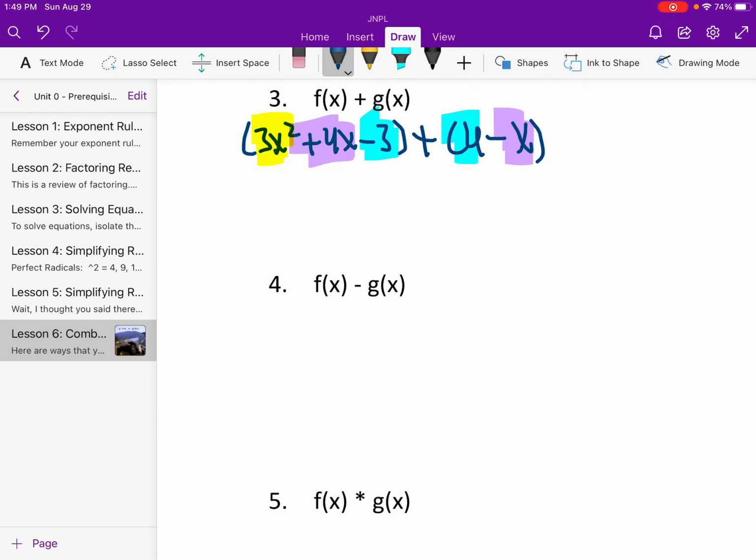So we combine those. Yellow is alone, so we just keep that there, and make sure it's in standard form, meaning highest exponent first. Then 4x minus x, 3x. 4 minus 3, 1, or negative 3 plus 4. So that's what the answer is. F of x plus g of x equals that.